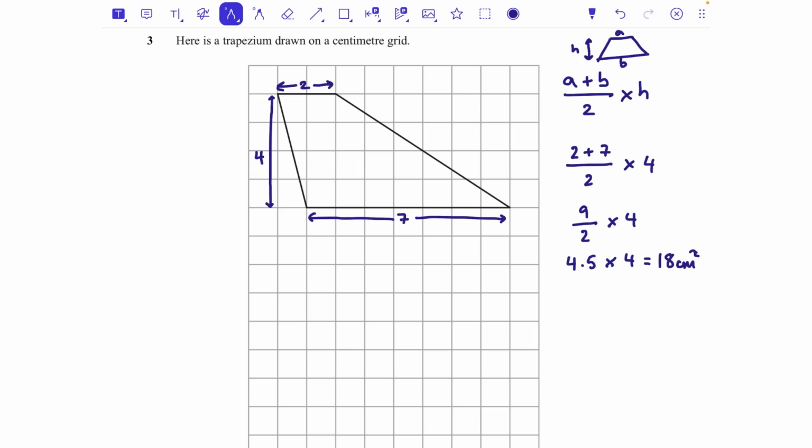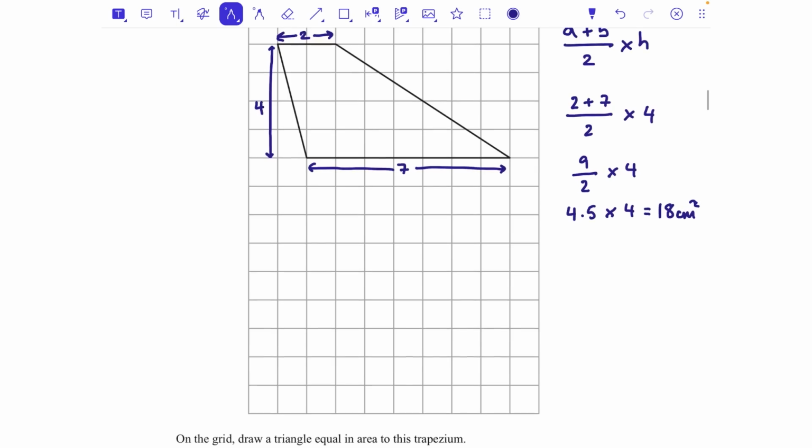We now just need to draw a triangle that has an area of 18. Now, triangle, base times height divided by 2 needs to equal 18. So that means that the base times the height needs to make 36. Because when we divide it by 2, it will then make 18 and be correct. So I just need two numbers that times together to make 36, and you can pick any two you like. There were lots of different answers here. I'm just going to go for 9 and 4, I think.